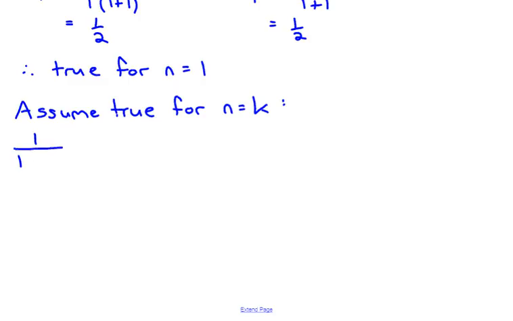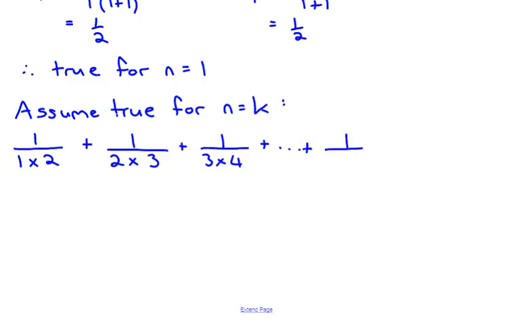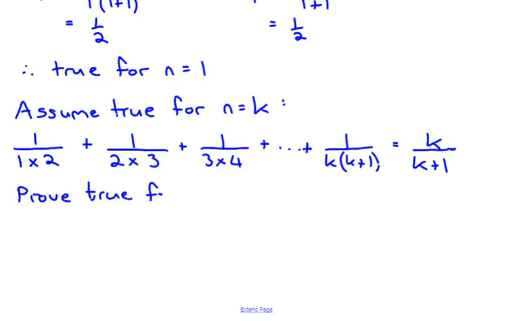Don't forget that there are terms in front. A lot of you forget that and you just put the formula for the nth term and replace it with k. No, you need to put those first few terms in as well. Then you can dot dot dot k times k plus 1 is equal to k over k plus 1. So you're allowed to take that as a truth. Now you're going to prove true for n equals k plus 1.